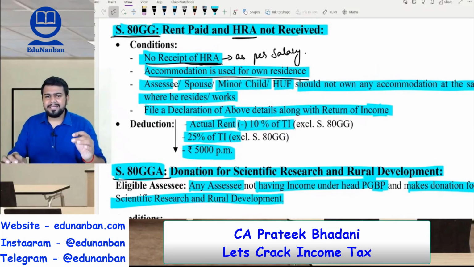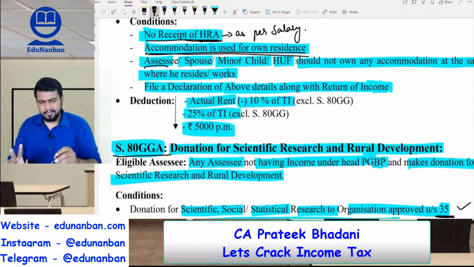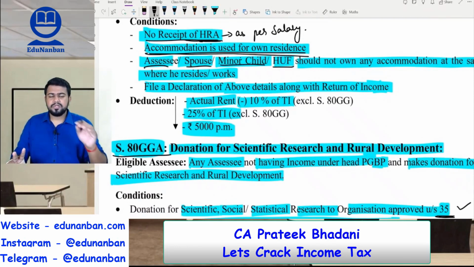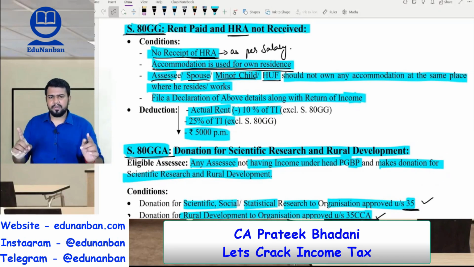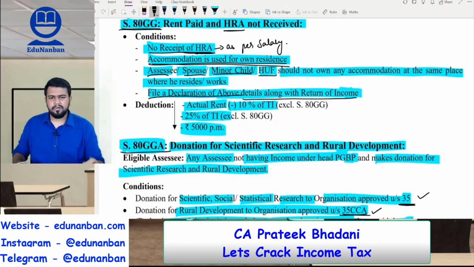Now, if the accommodation is used for own residence, what is allowed as deduction, sir? The rent paid is allowed as deduction, but there are some conditions. First condition, the accommodation should be used as the own residence. Second condition, the assessee himself or the spouse or minor child or HUF should not own any other accommodation in the same area. Third condition, the assessee should file a declaration of the above along with the return of income.